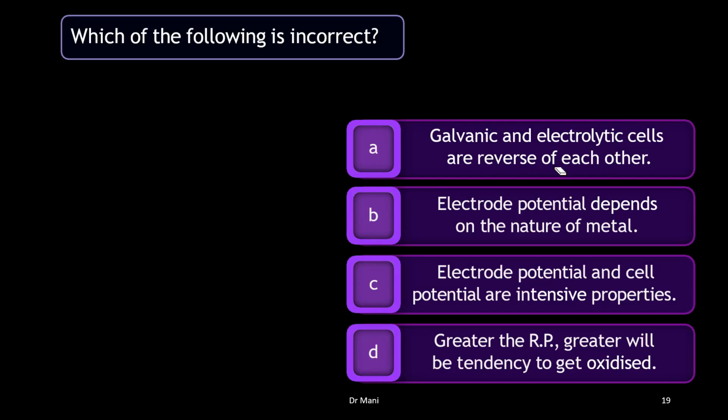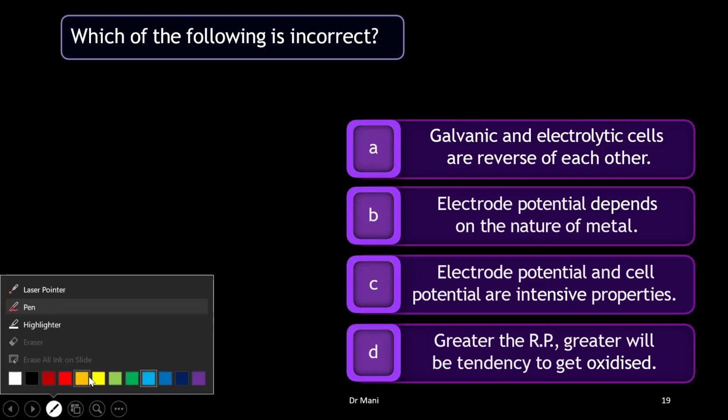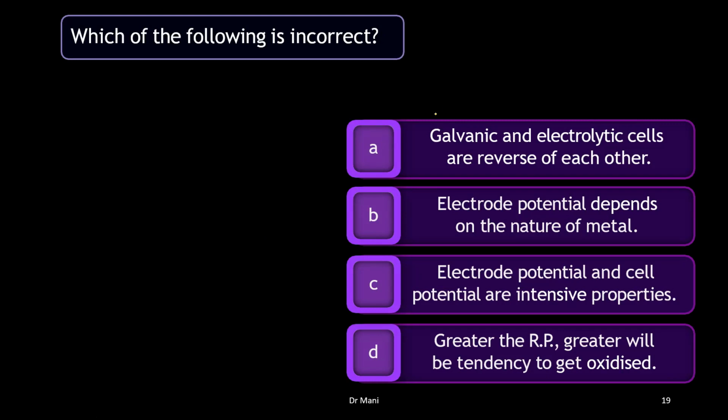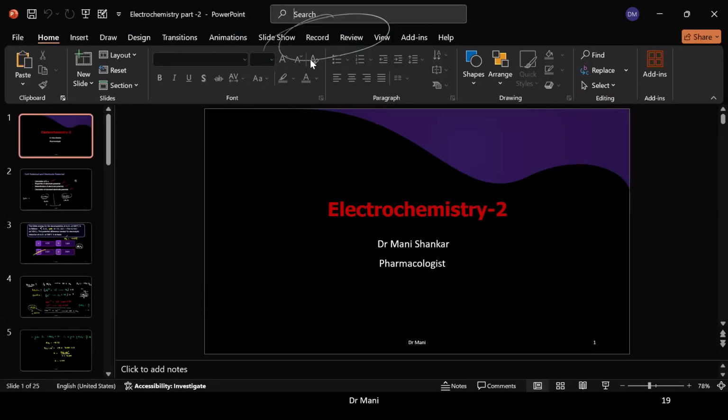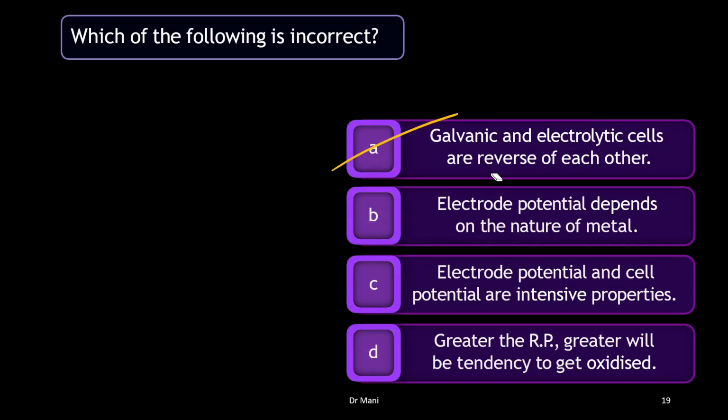Galvanic and electrolytic cells are reverse of each other. No, they are not reversed with each other. Wait. Sorry, they are reverse of each other. He's asking which is incorrect. Yeah, this is correct only. In the galvanic cell, it is free, you don't need to supply any energy, whereas here you need to supply energy. Here delta r G naught is less than 0, negative. Here it's positive. So both are just opposite. We also read that statement, yes or no? Yes, sir. The galvanic cell is just opposite to the electrolytic cell.